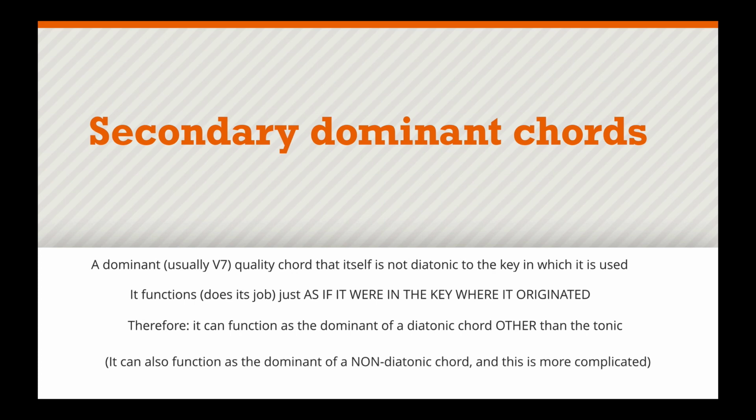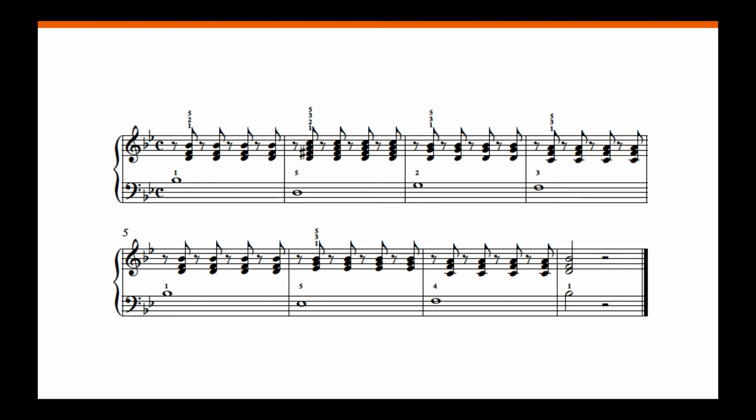Now, it can also function as the dominant chord of a non-diatonic triad, but that's a lot more complicated, and you'll worry about that later when you get to more advanced theory topics. Again, there are no really heavy-duty questions or assignments about secondary dominants this month in this course, but I want you to begin to think about what secondary dominants are, because you will need to know as you move forward in your more advanced theory courses. It's coming. So, for example, this is the piece that you worked on in one of your evaluations.